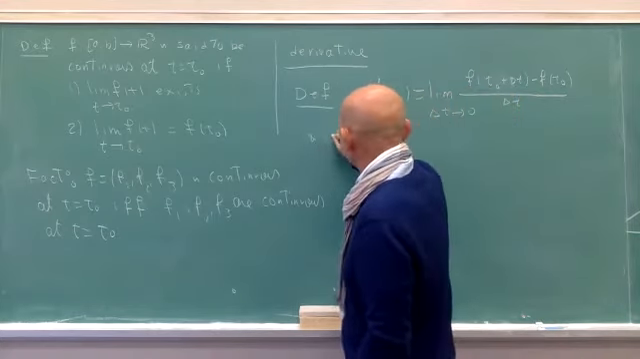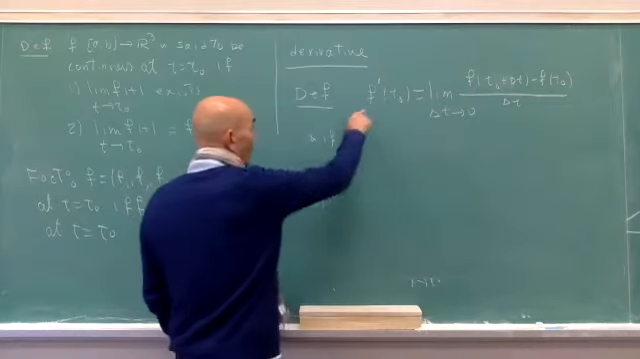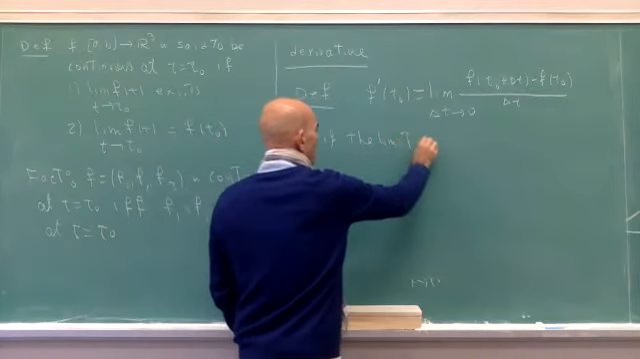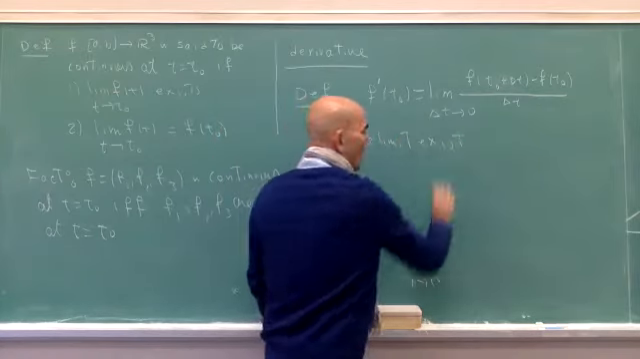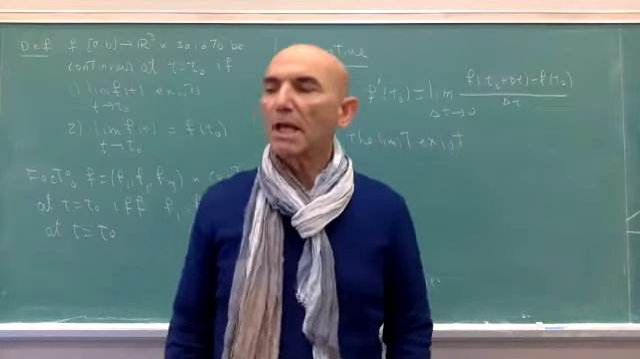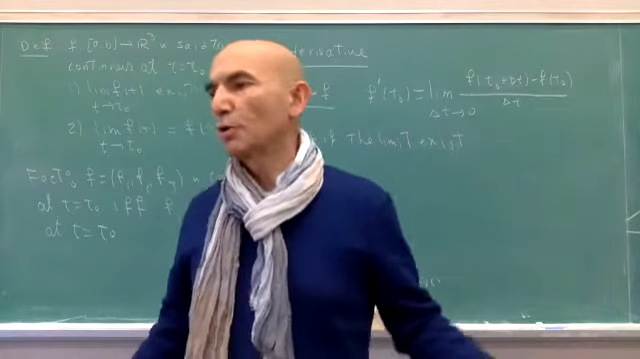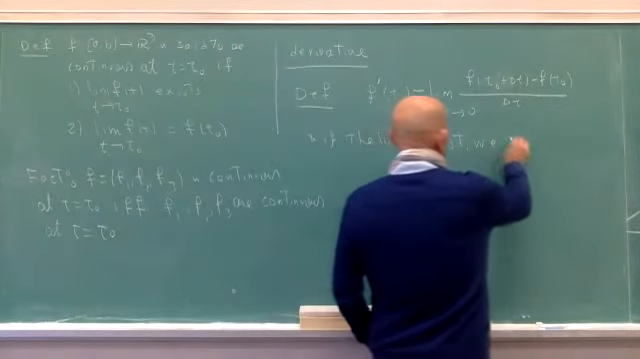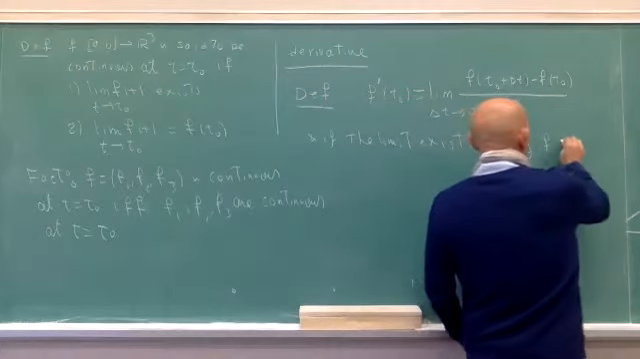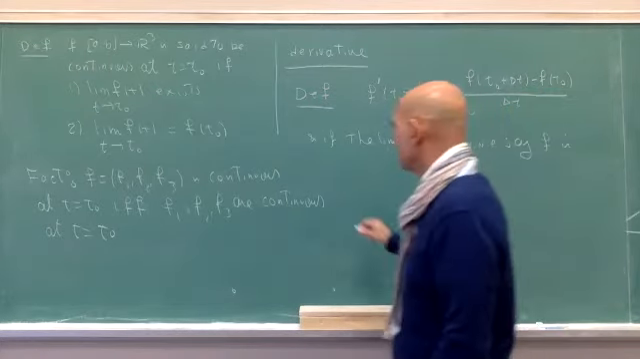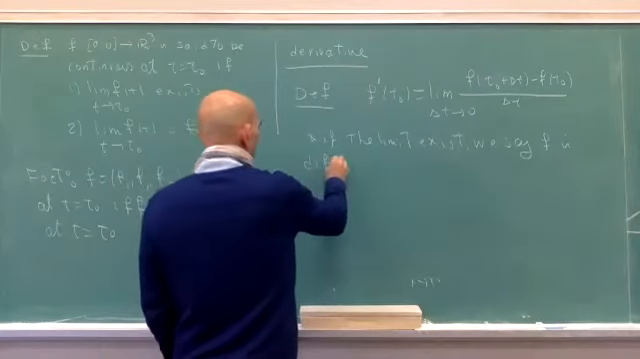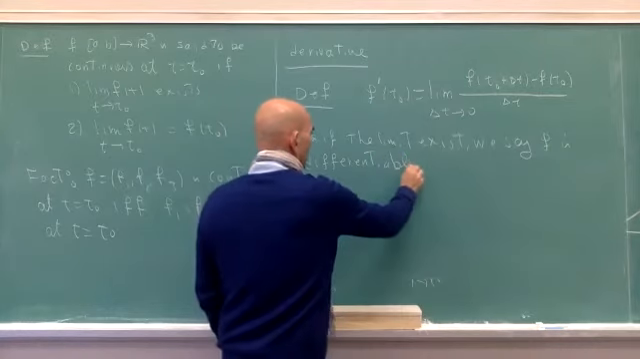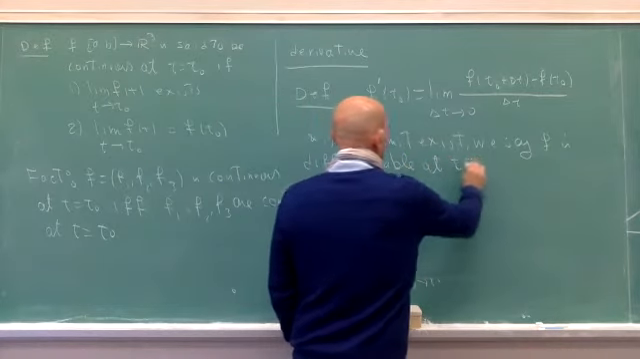And if the limit exists, in that case, we just say that the function has a derivative at point t equal to t0, right? We say f is differentiable at t equal to t0.